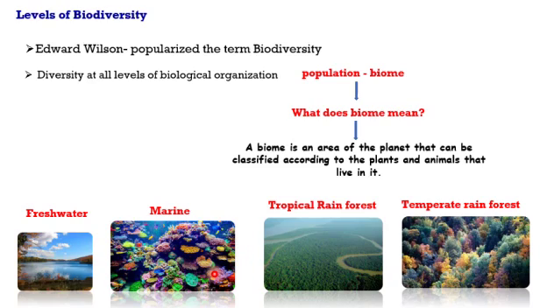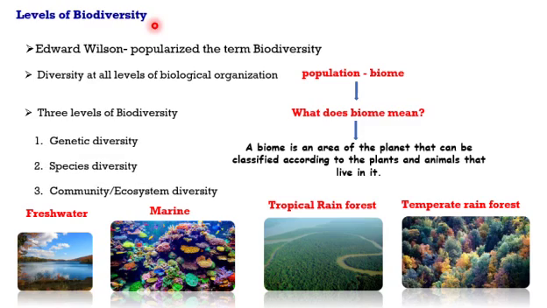So you just need to know up to this what a biome is, that is enough, because we don't want to get too detailed about biomes. If you still want to learn more about it, you can ask me in person. So I told you, right, based on the levels of biological organization, the levels of biodiversity are of three types: genetic diversity, species diversity, community or ecosystem diversity. So we'll see one by one in detail. Let's see about genetic diversity in our next slide.